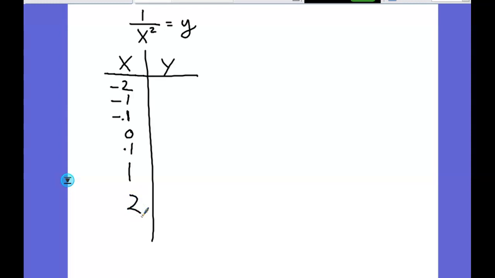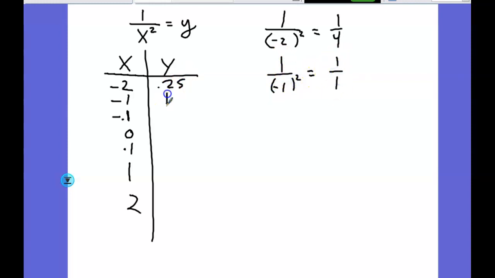So if I plug in -2, it's going to be a little bit different this time because we're going to square it first. And so 1 over 4 is going to be 0.25. If I plug in -1, when I square it, it becomes a +1. So notice that even though I'm plugging in negatives, I'm getting positive answers because of the square.